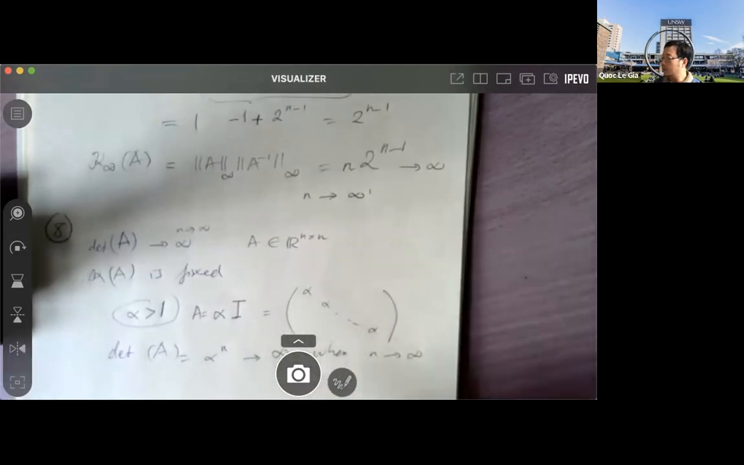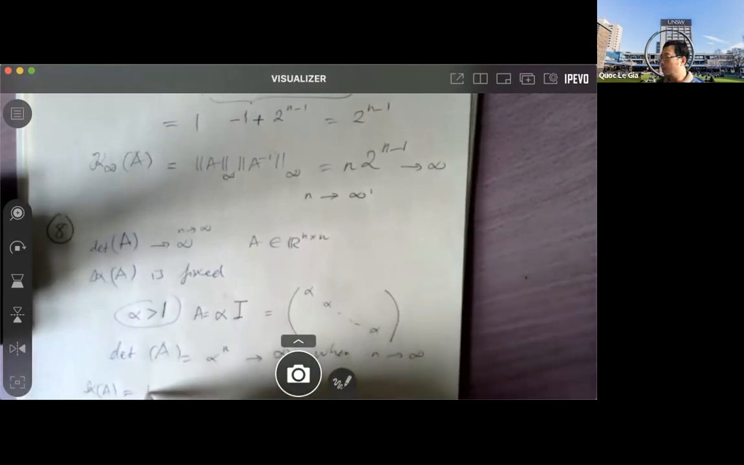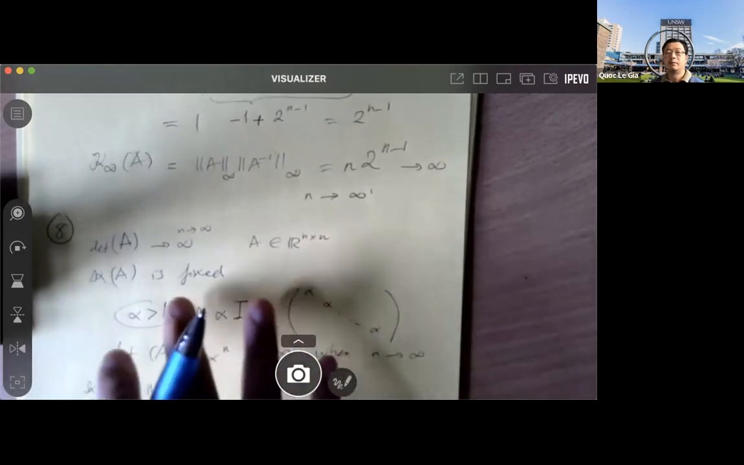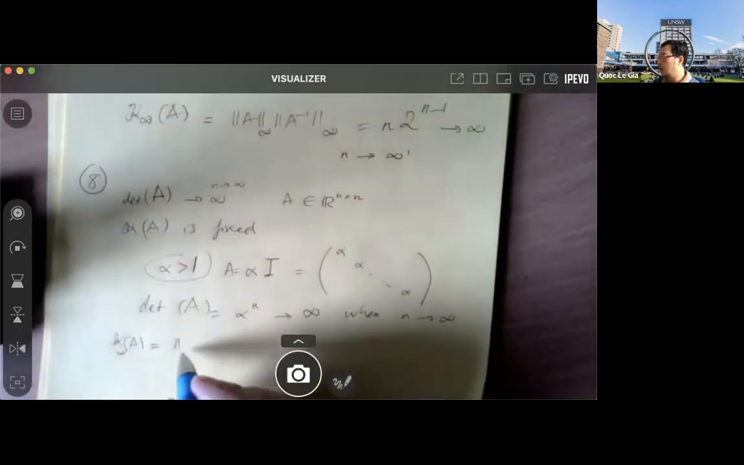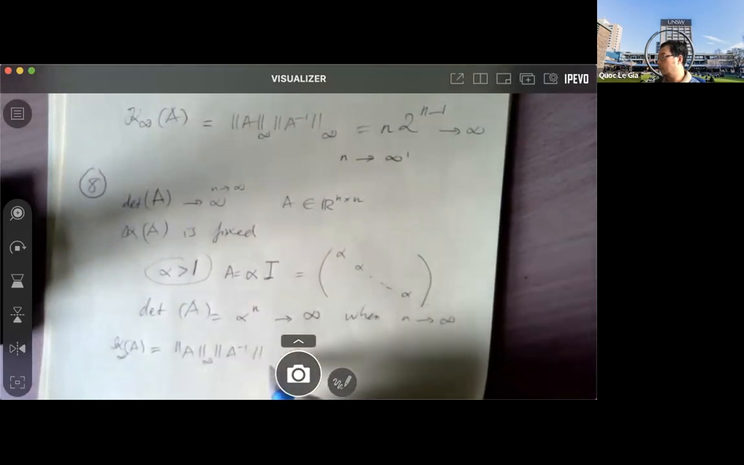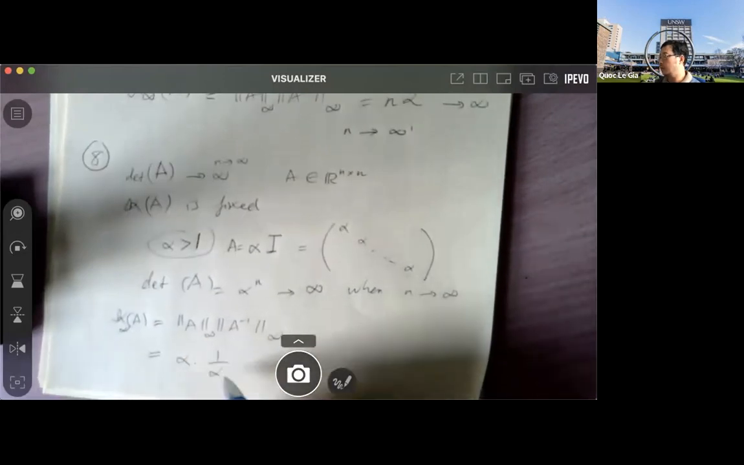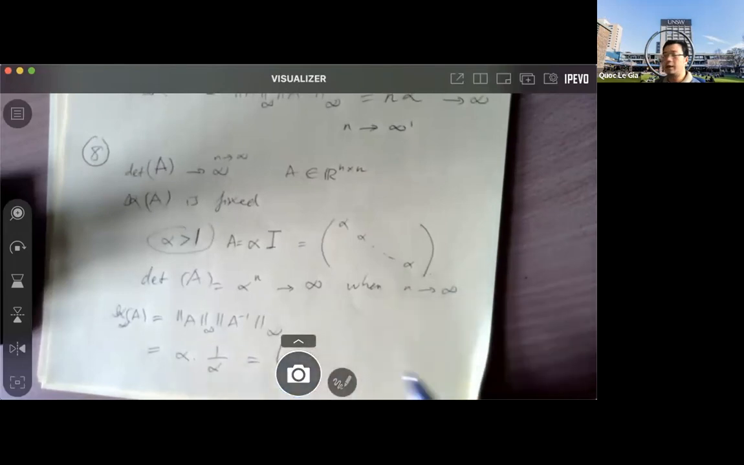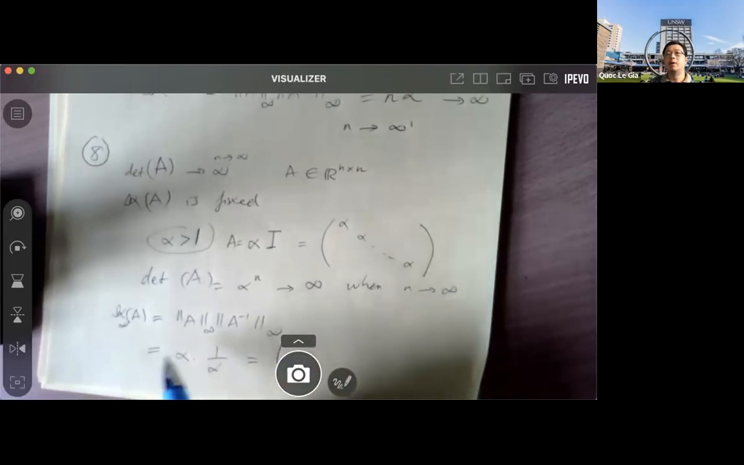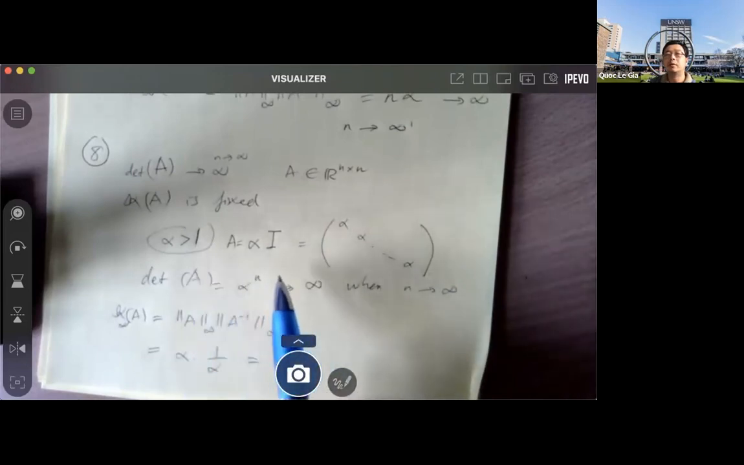Now if you look at the condition number of this matrix, it will be the norm of, I mean, just take the infinity norm, right? Just the norm of A times the norm of A inverse. And this one is just alpha, and this one is just 1 over alpha. It's equal to 1 for any n. So the condition number is fixed, right? But the determinant can go to infinity.